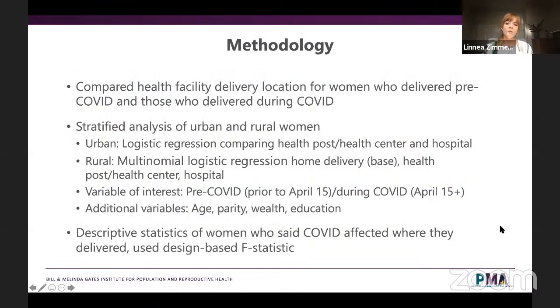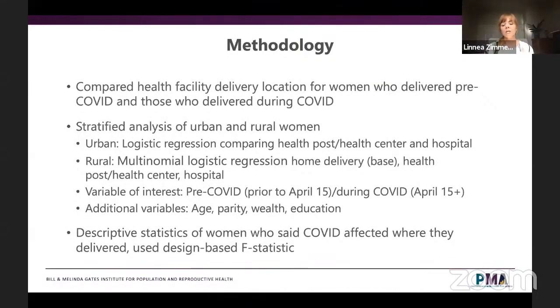So we compared health facility delivery location for women who delivered pre-COVID and then to those who delivered during COVID. And we stratified the analysis between urban and rural women. And that is a function both of the extremely different patterns in health facility utilization that already existed between urban and rural women, where the vast majority of urban women deliver in hospitals and health centers relative to rural areas where over half of women deliver at home. But also because, and we will see this later, the impact of COVID-19 has been felt much more acutely in urban centers.